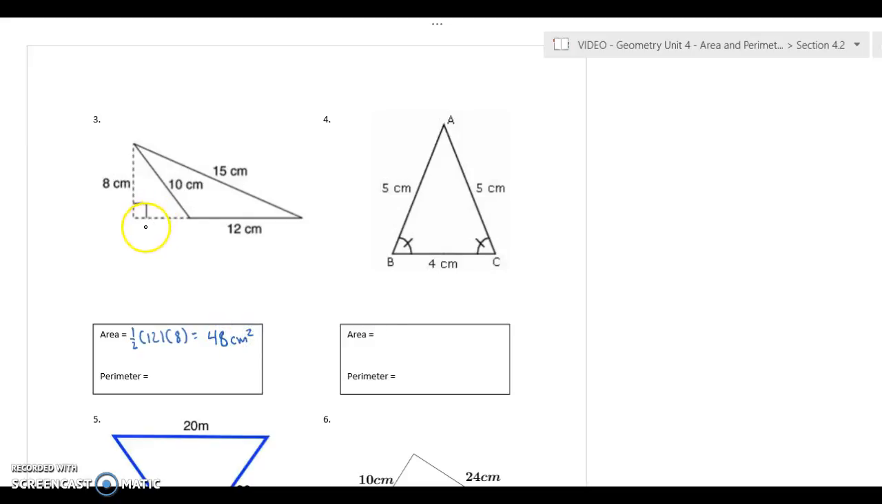Notice that when I'm finding the base, I'm not including that little dotted segment because that's not really part of the base. And the 8 technically isn't really part of the triangle. We're just using it as a reference to find the area of it.